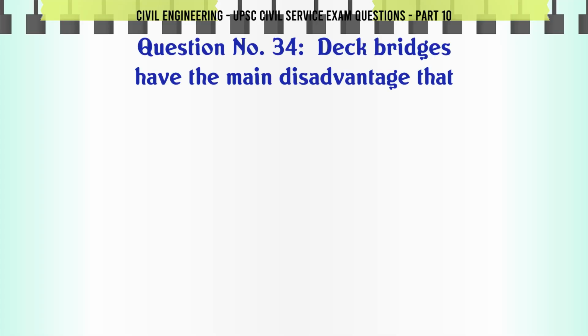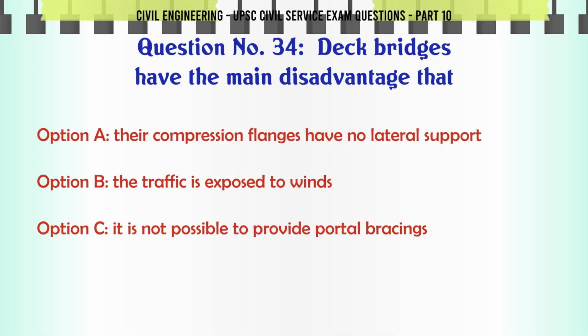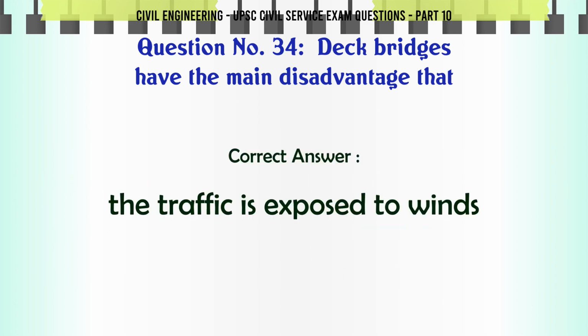Deck bridges have the main disadvantage that A. Their compression flanges have no lateral support. B. The traffic is exposed to winds. C. It is not possible to provide portal bracings. D. The road level has to be very high. The correct answer is the traffic is exposed to winds.